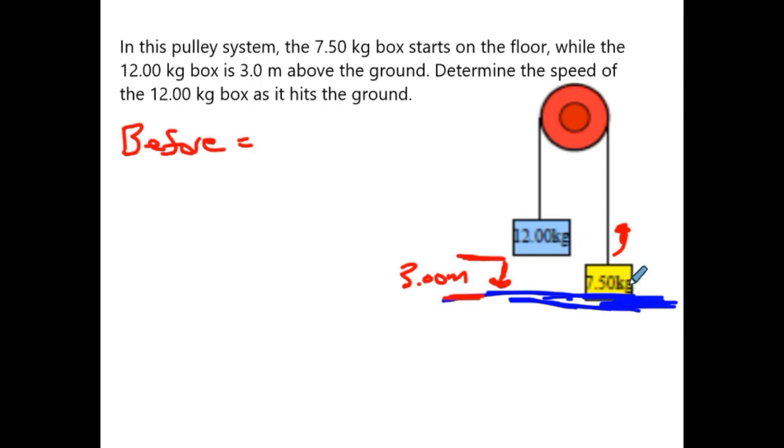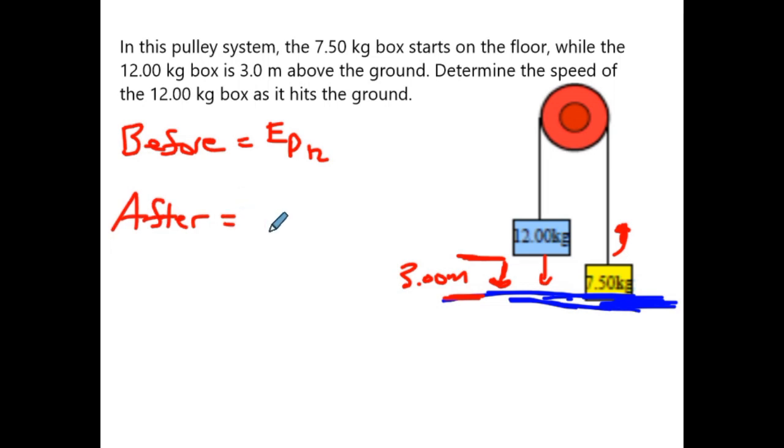And the 7.50 kilogram box has no energy because it's also at rest. The 7.50 box has no potential energy because it's on the floor. So really the only energy I have before I began is the potential due to gravity of the 12 kilogram box. That's all I have for energy before. This guy right here has the capacity to fall. Let's consider what we're going to have after the scenario is over.